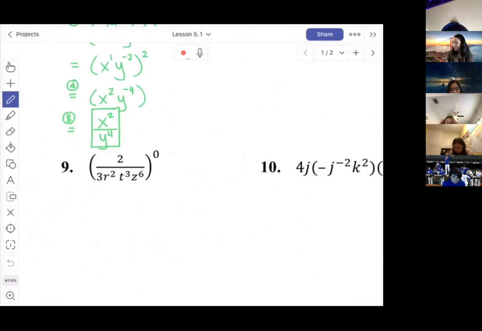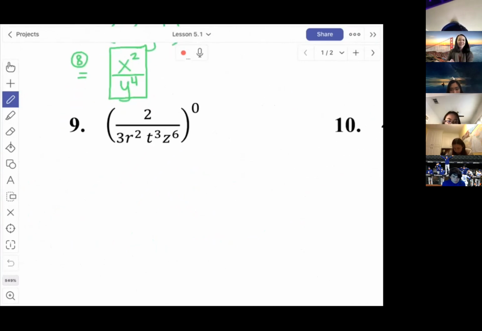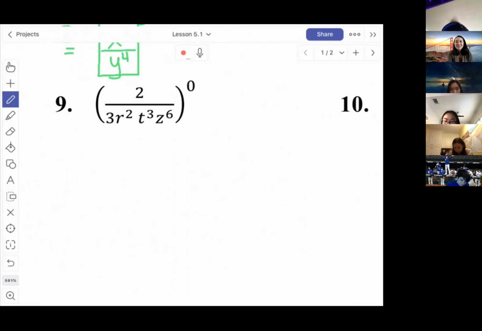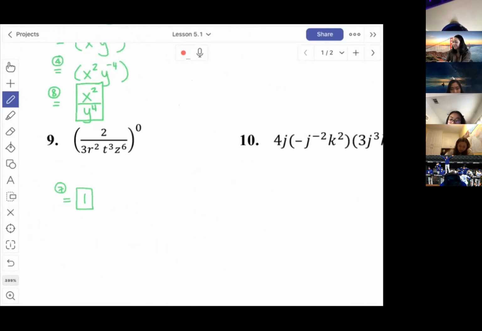Ooh, number 9. Easy. No work needed. What is the final answer for number 9? 1. Yes. Love this problem. Doesn't matter how complicated things are inside the parentheses, it's to the 0 power. So property number 7, that's just equal to 1. Done.